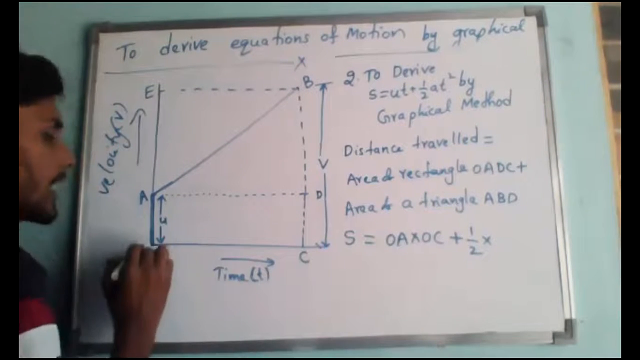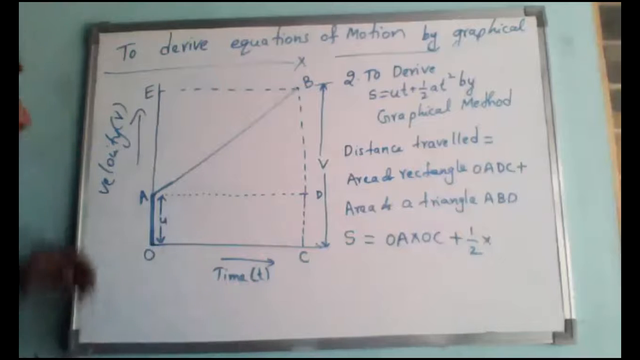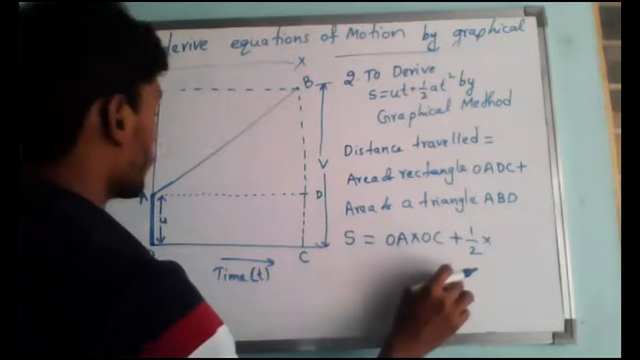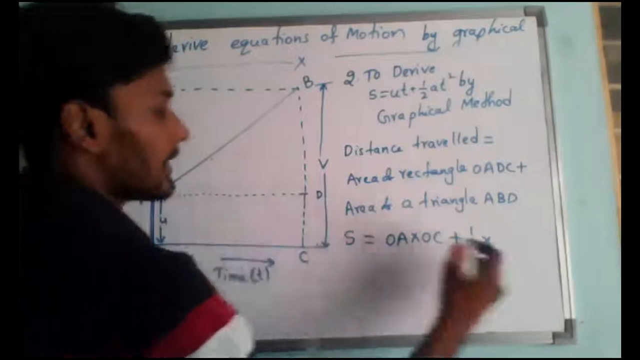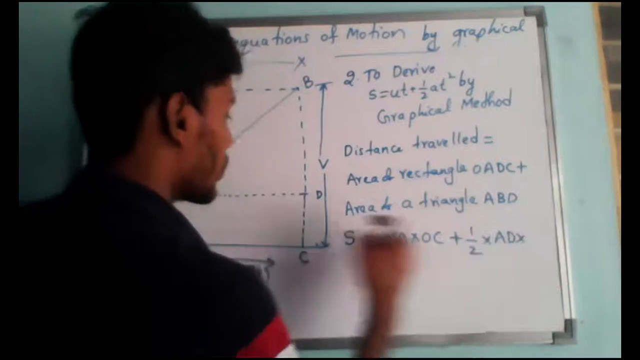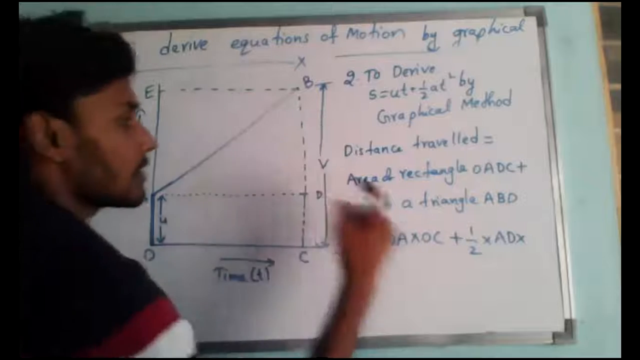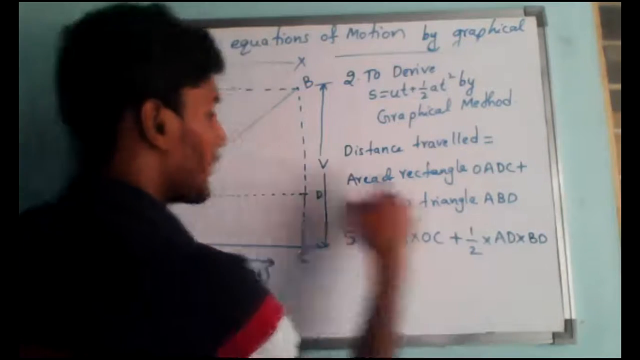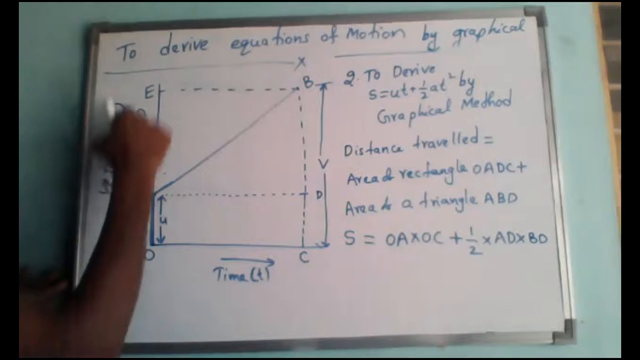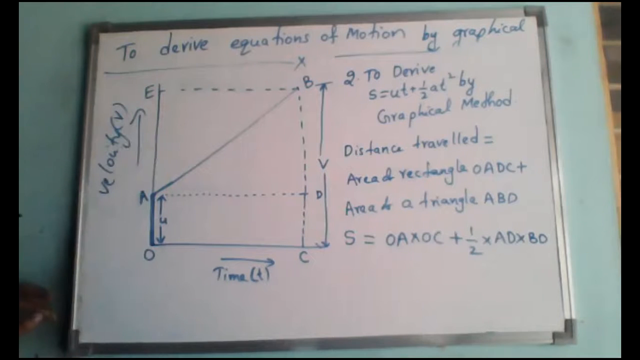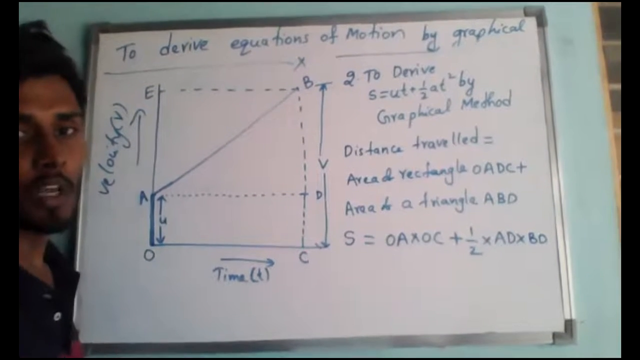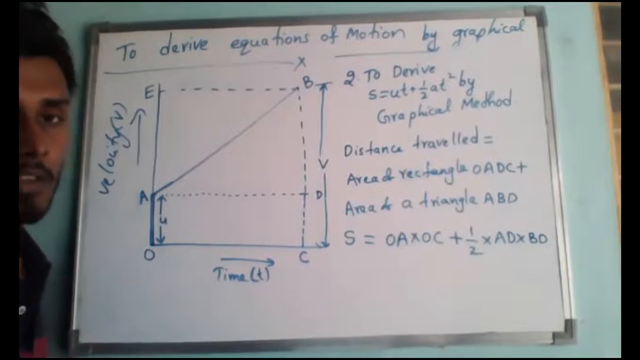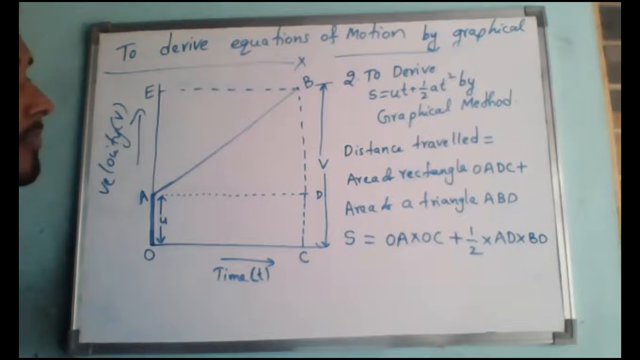Area of a rectangle, OA into OC. That's correct. Length into breadth will give you area. Next, half into base, base equals AD, into height equals BD. So BD is equal to what here? BD is equal to AE. That you should remember. You should know it. So now let us go for substitution. All of you can easily finish it. Shall we start now?